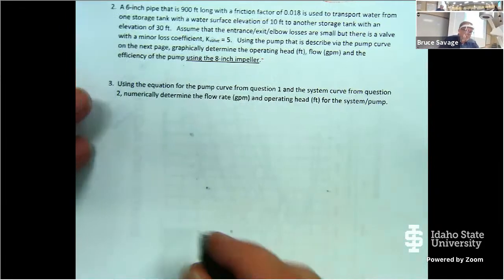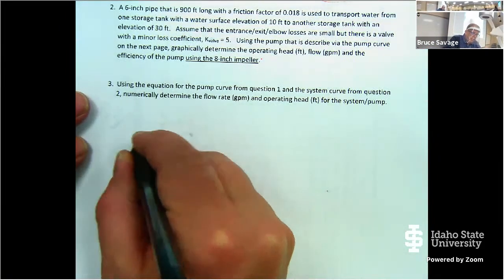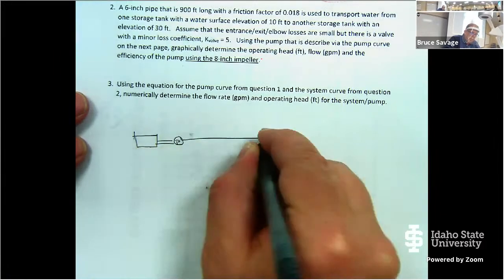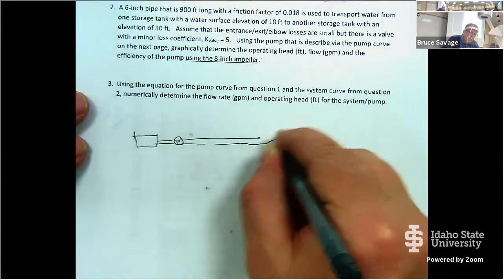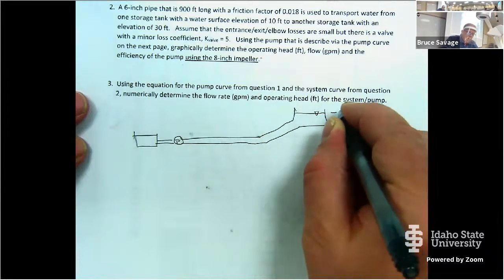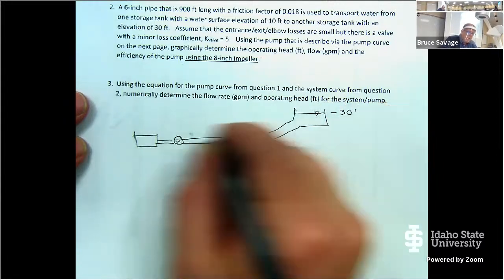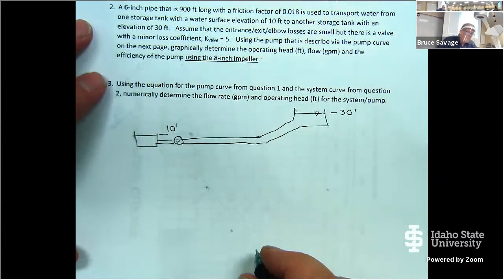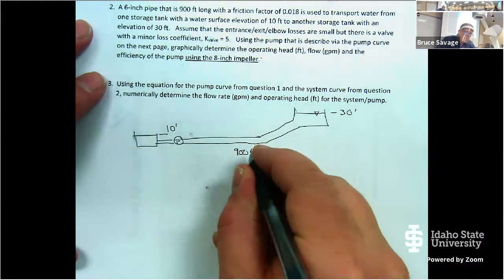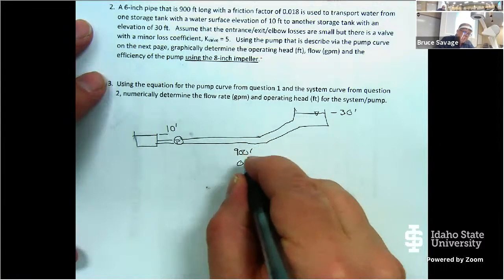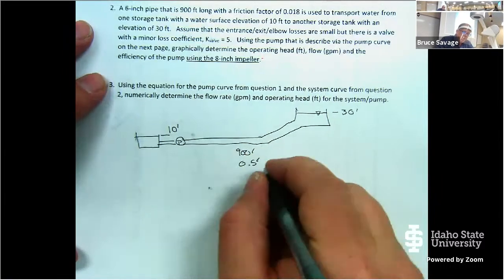But for this particular one, we have this little system here, if you will, and a little water line with the pump, and then it's going to go up. I want some water surface up here. All right. And I know that this is 30 feet and this is at 10 feet. It's 900 feet long, so 900 feet, 6-inch pipe, so 0.5 foot diameter.